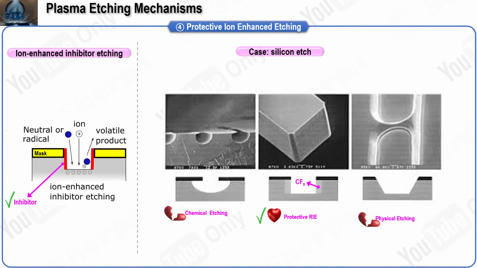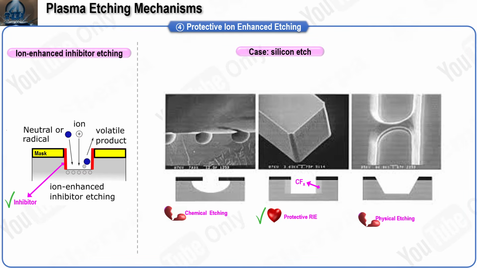Now read the three right side pictures from left to right. Chemical etching only: neutrals reach every surface at once, the opening turns into a smooth bowl, a classic isotropic shape. Protective reactive ion etching in the middle: ions clear the bottom while the fluorocarbon film stays on the walls, the trench cuts straight, width is preserved, and the bottom is clean. Physical etching only on the right: ions sputter slowly with poor selectivity, redeposition and roughness can appear, and without chemistry the sidewalls tend to taper.